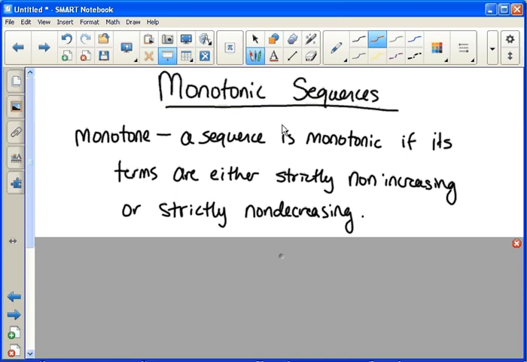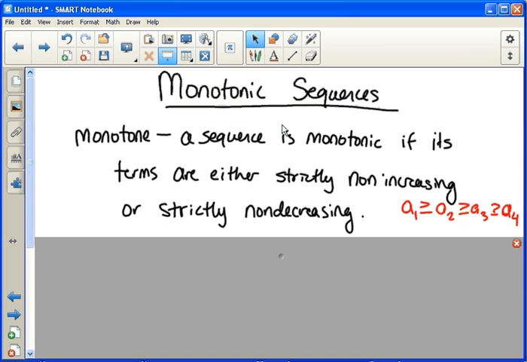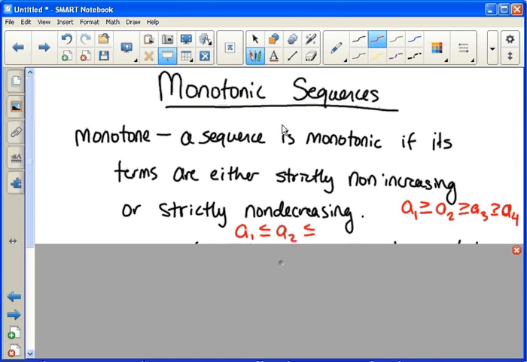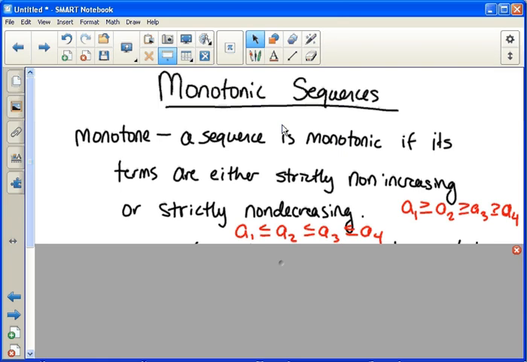So non-increasing would look like this. And so on. So the next term is always smaller than the one that came before it, or the one that comes before is always bigger than the one that comes after, if you want to look at it that way. But that's what non-increasing would look like. And non-decreasing would just be the opposite. A1 is less than or equal to A2 is less than or equal to A3 is less than or equal to A4. So it's either growing or staying the same all along the way.